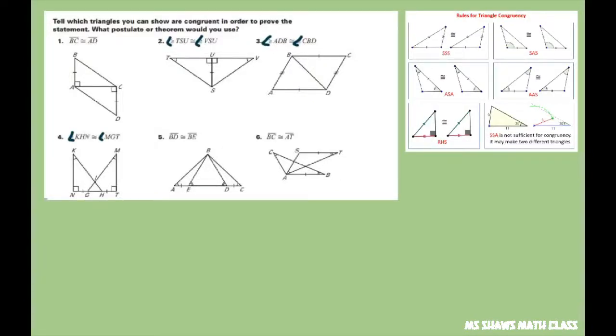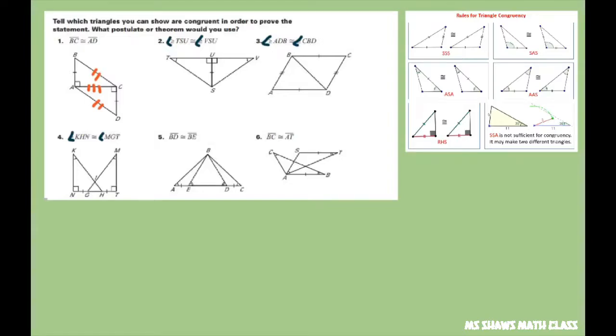Hi everyone, we're going to tell which triangles you can show are congruent in order to prove the statement. For example, number 1, that BC line is congruent to line AD. And what postulate or theorem will we use? So for the first one, we have BC is congruent to AD. And we also have, so I'll put 2 right here. And we also know that AC is congruent to itself by the reflexive property.